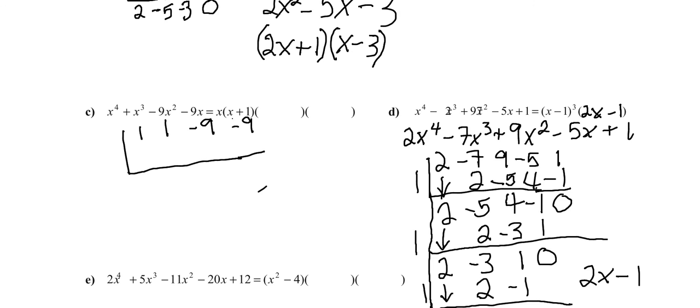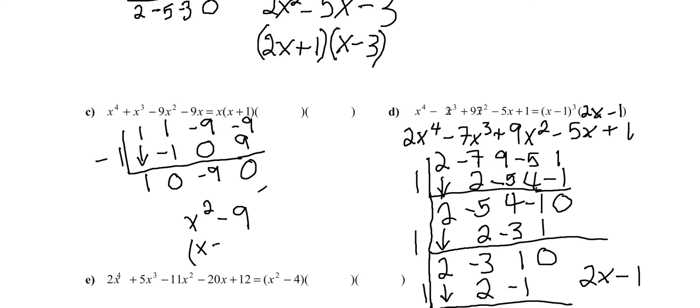So our factor that we know is negative 1 when we take that out of the bracket. So we can just do a synthetic division. 1 times negative 1 is negative 1. That equals 0. 0 times negative 1 is 0. Negative 9 plus 0, obviously negative 9. Negative 9 plus negative 9... so that equals 0. So we're left with a new polynomial of x squared minus 9, and this is the difference of squares, which means our two roots are x plus 3 and x minus 3.